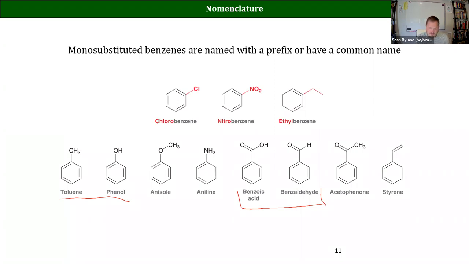And I've mentioned this before, a lot of disubstituted benzenes have common names as well. If you have dimethyl benzene, the actual name for dimethyl benzene is xylene, with an X. Xylene with two methyls on opposite sides from each other is most commonly known as p-xylene, or para-xylene. If you remember those ortho, meta, para terms, para means on opposite sides. So if you put the two methyls opposite from each other, we call that para-xylene.